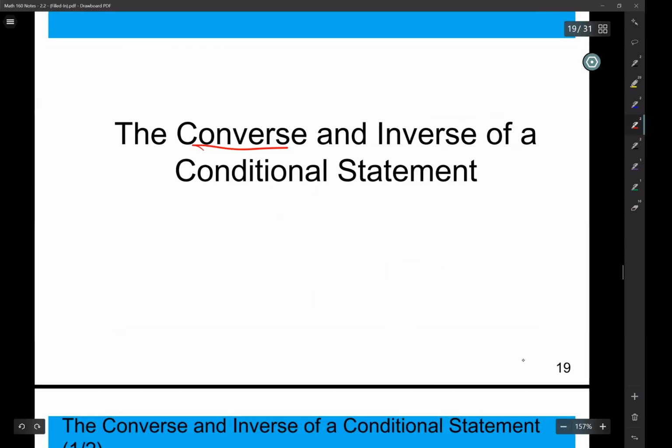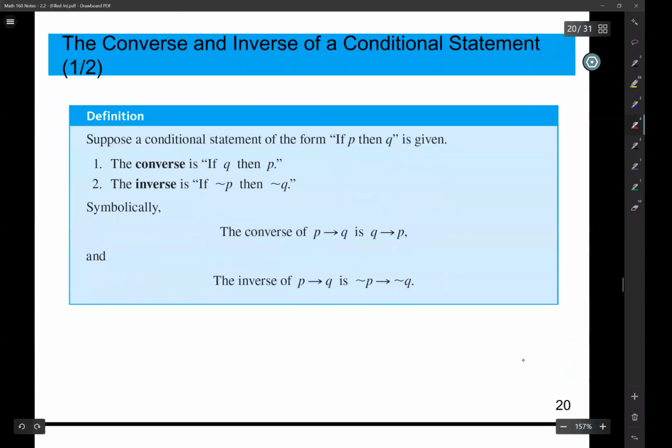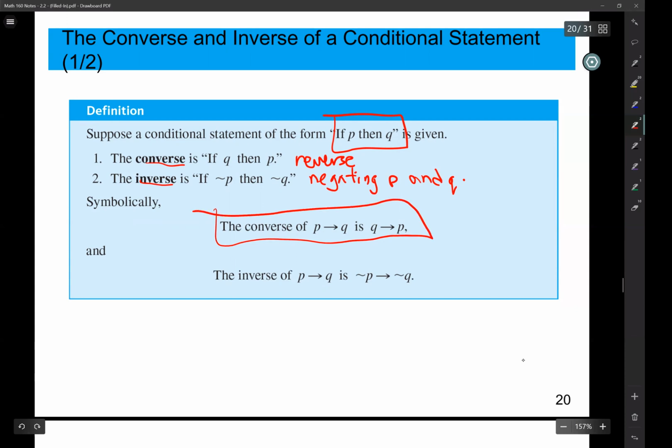So the last little bit here is the converse and the inverse. Okay, you've probably heard that from high school geometry as well. So again, if we have an if P then Q, the converse is just reversing. So you reverse the hypothesis and conclusion. So it becomes if Q then P. This is negating P and Q for the inverse, okay? And you can have it here as well. The converse of P implies Q is Q implies P, and the inverse of P implies Q is not P implies not Q.